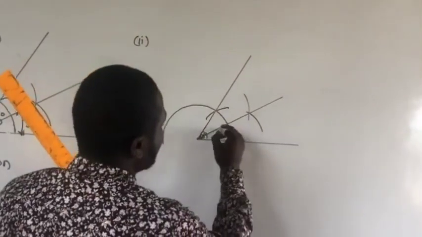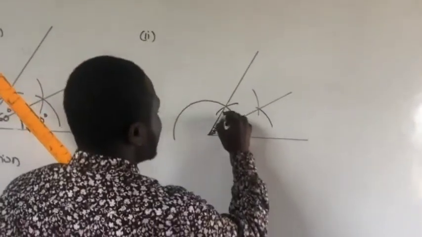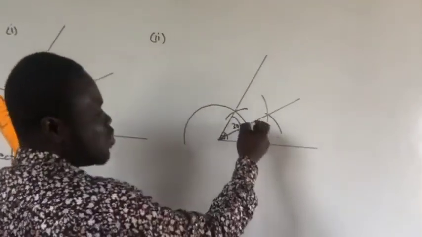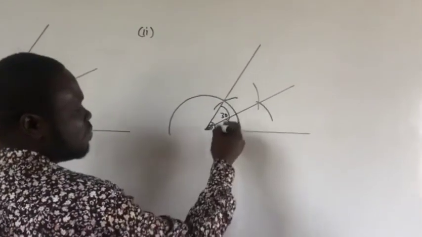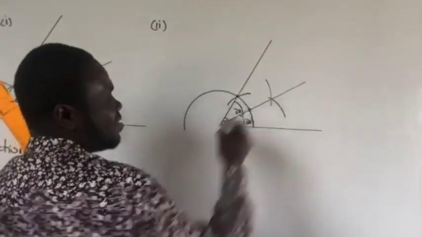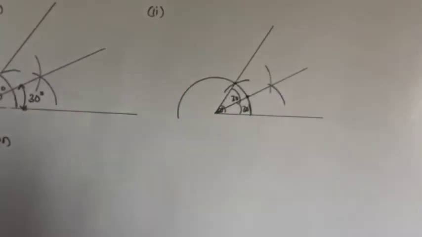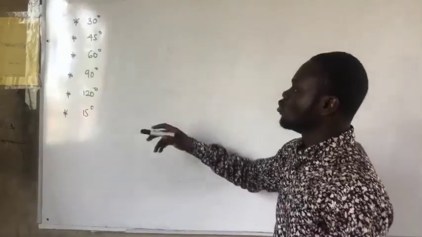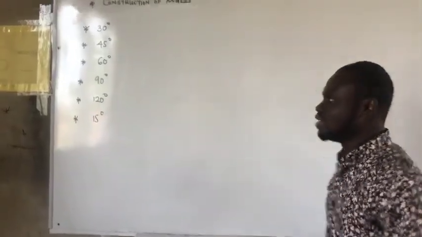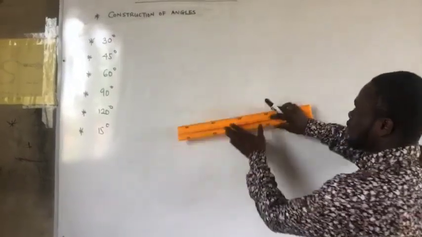Now I've gotten here to be 30. Here is also 30. But I need to add 15 to this 30 to get my 0.5. So I can bisect this angle. Have you seen that? I can bisect that. We'll continue to learn how to draw 90 degrees, 120, and 15.